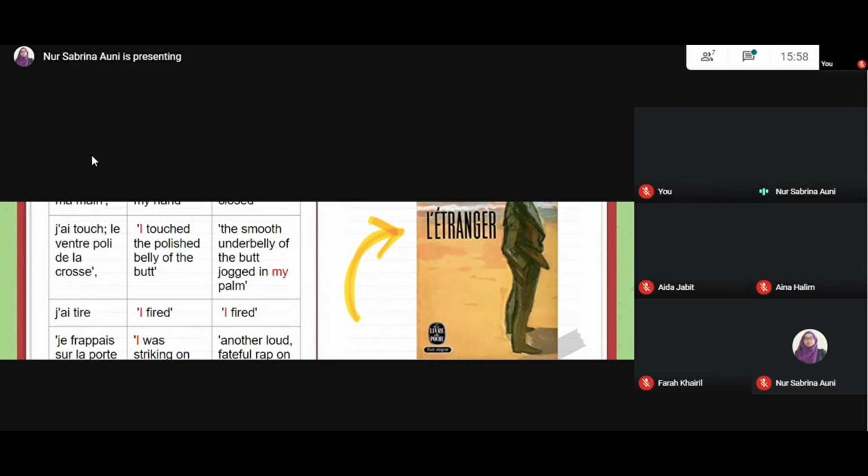It was focused on my, for example, "my grip closed the smooth underbelly of the butt jug in my palm. I fired and then the lock fit full wrap on the door of my doing, my undoing." So it's more focused on my.